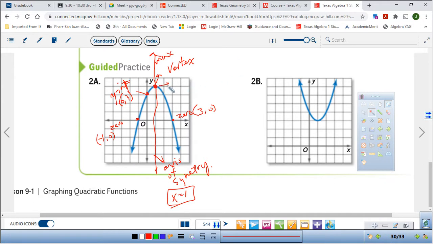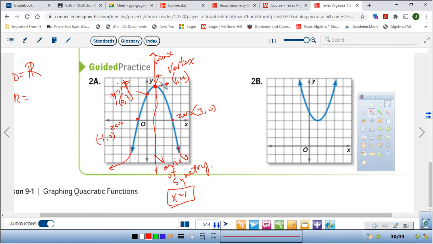Here, look at this one real quick. My vertex for this one would be 1, 1, 2, 3, 4: (1, 4). Now, what's my domain? Let me just add some more stuff on here. My domain is all real numbers. It goes forever to the left, and it goes forever to the right. What's my range? I'm going to tell you this much.